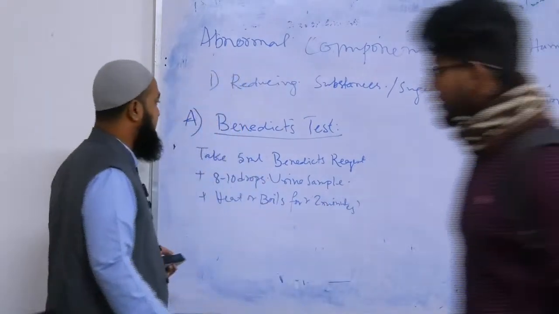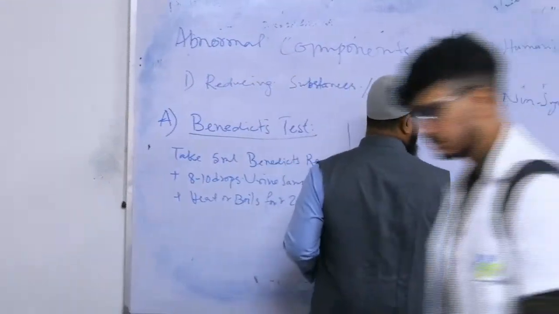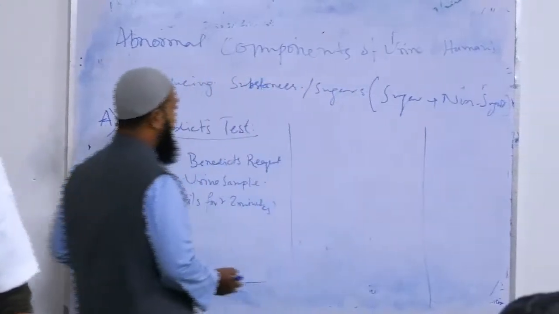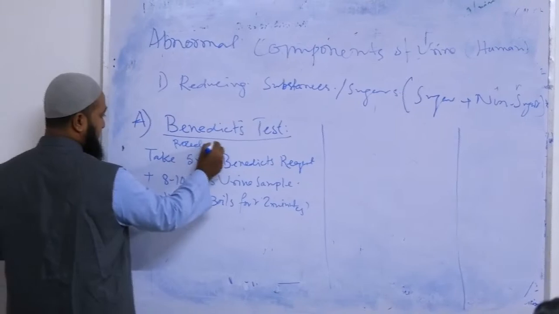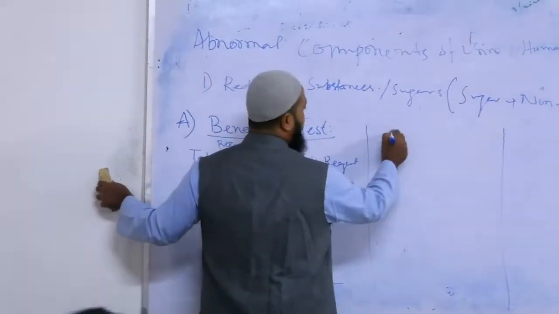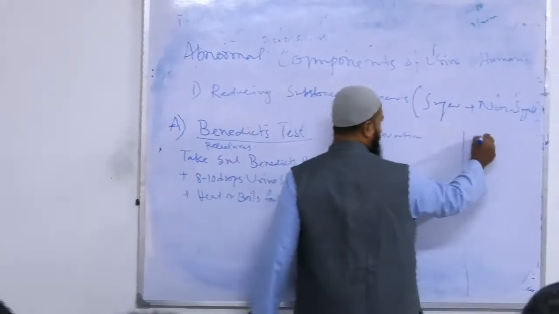There will be a color change. Always write the examination procedure in this way. This is the procedure. Then there is the observation and inference.